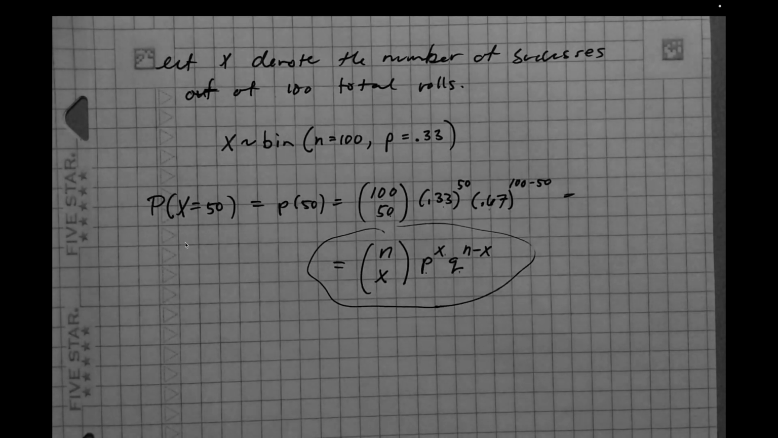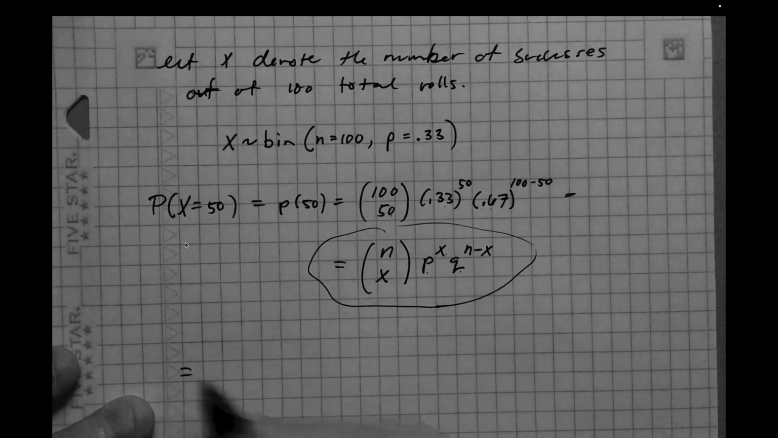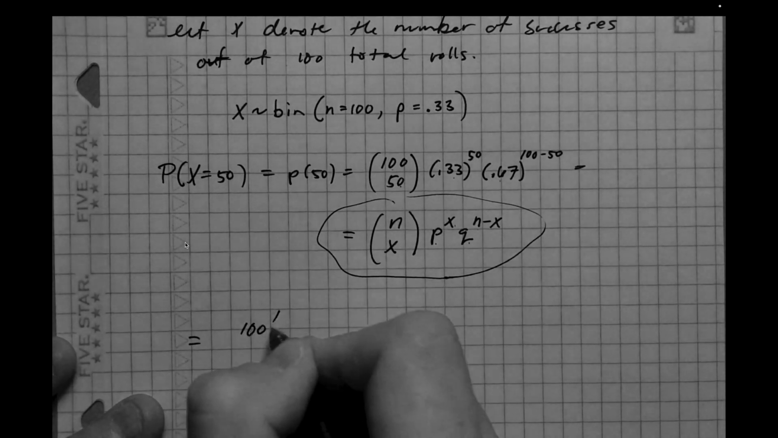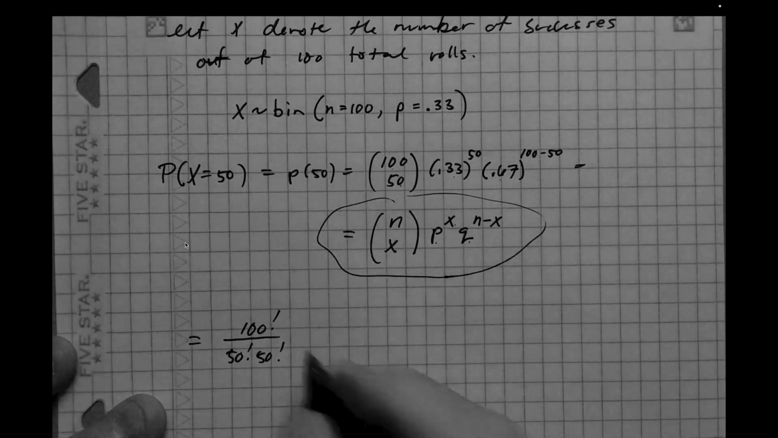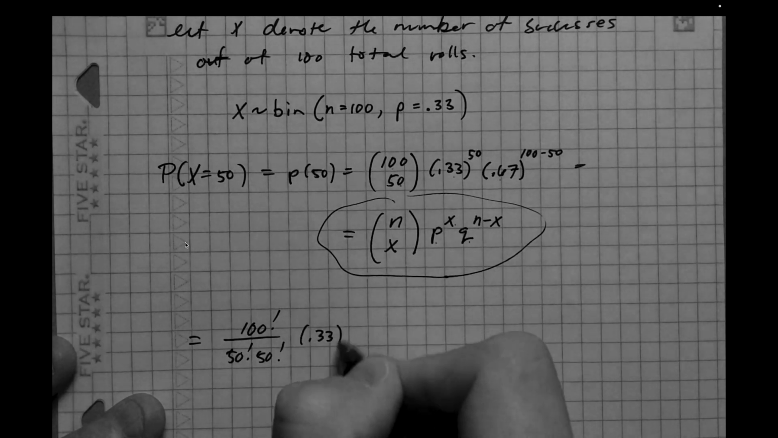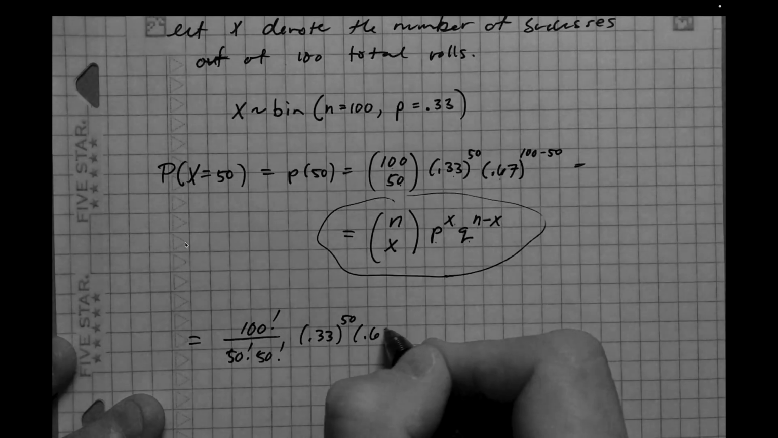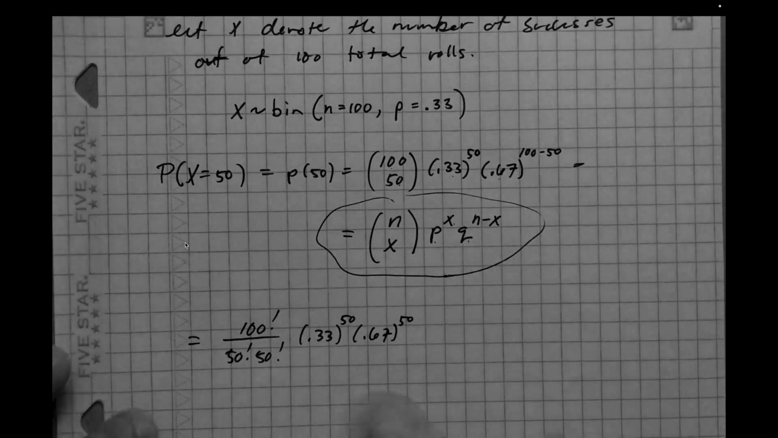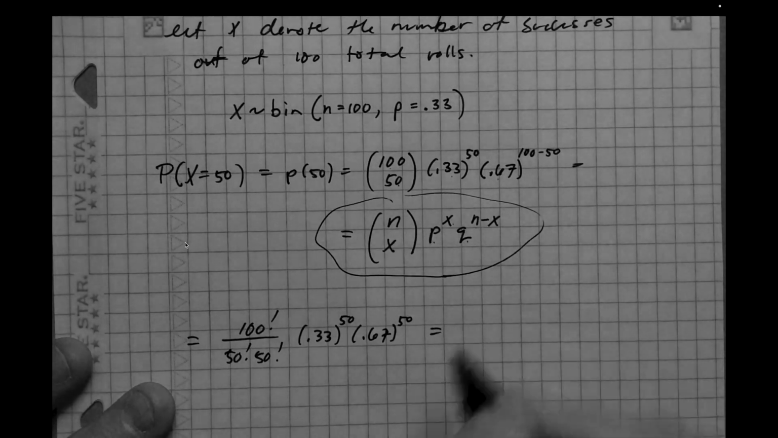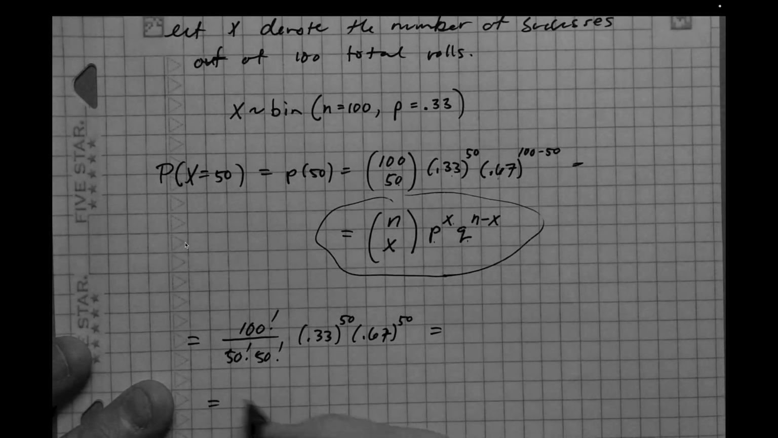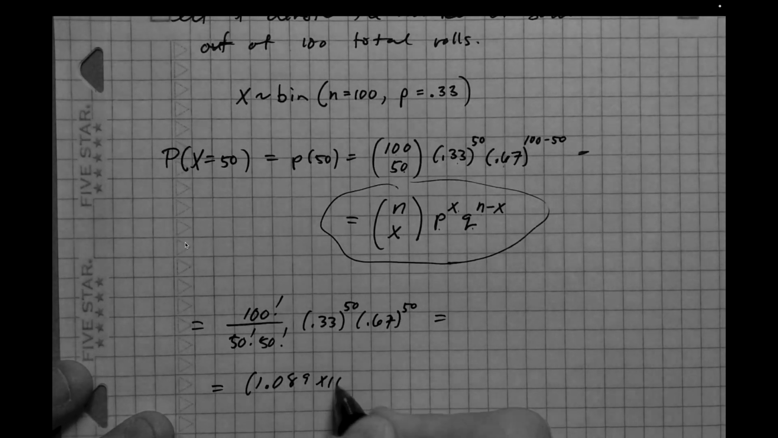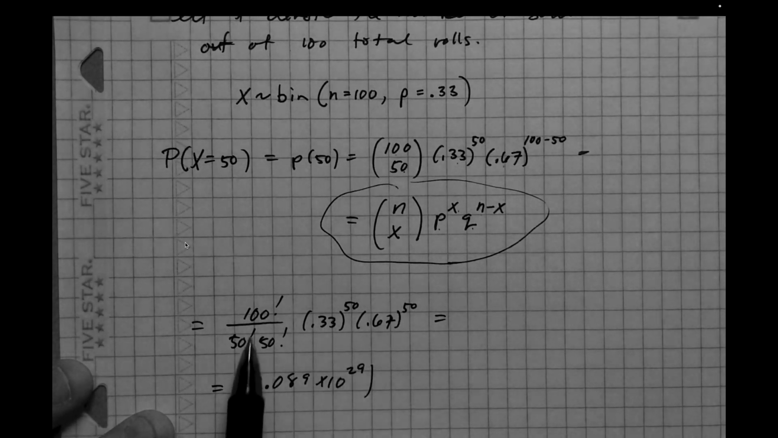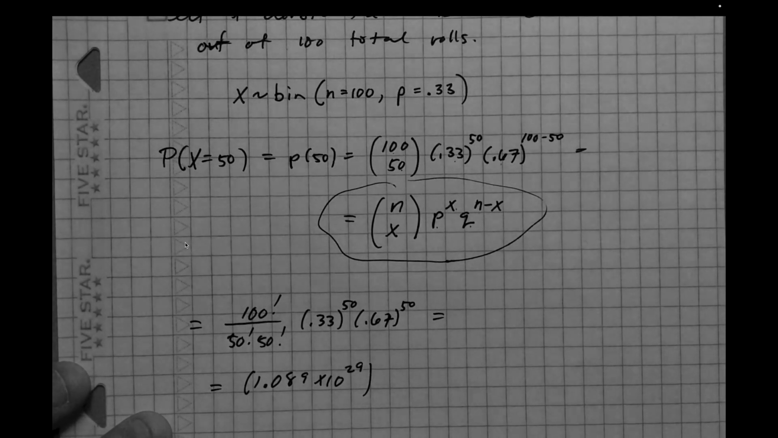And so this one we can work out. Just expanding this, it's 100 factorial over 50 factorial times 50 factorial, times 0.33 to the 50th power times 0.67 to the 50th power. And these are very big and tiny numbers, actually. So this number is enormous, and I'll just write it out for you so you can check it. But you get 1.089 times 10 to the 29th power, an enormous number of possible combinations.